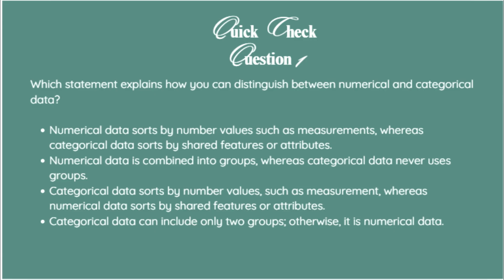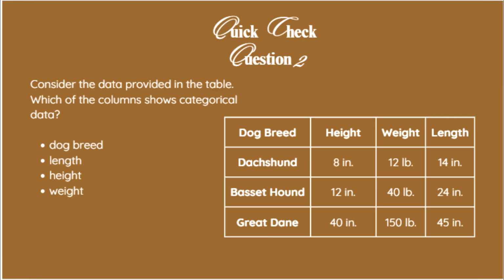Here's quick check question number 1. I won't give you the answer to the quick checks because that's cheating, but I'll tell you how to figure it out. Which statement explains how you can distinguish between numerical and categorical data? Well, numerical is numbers and categorical is categories. So go through here and figure out which one is right. Quick check question number 2. Consider the data provided in the table. Which of the columns shows categorical data? Categorical data is categories, so not numbers. Not numbers. We're not talking about peanuts. Okay, so not numbers. Figure out which one.